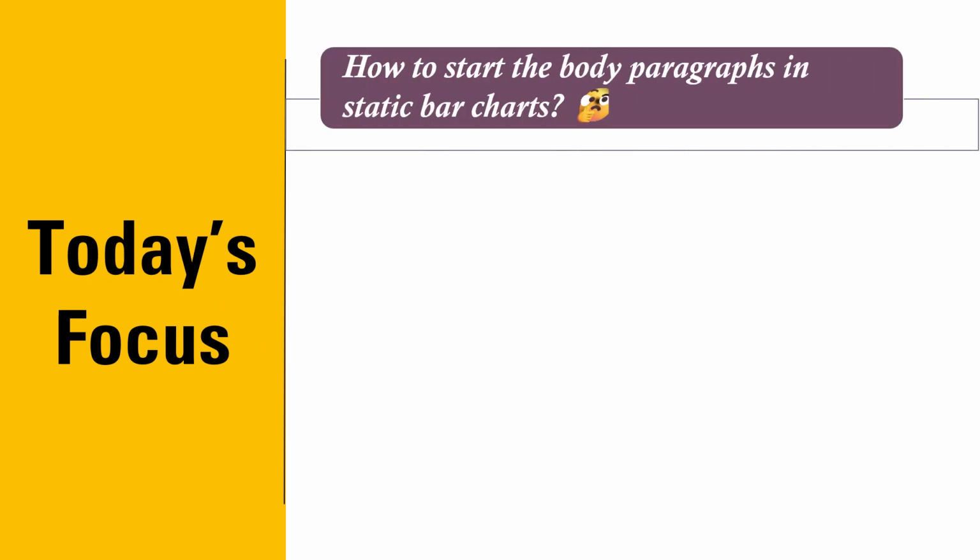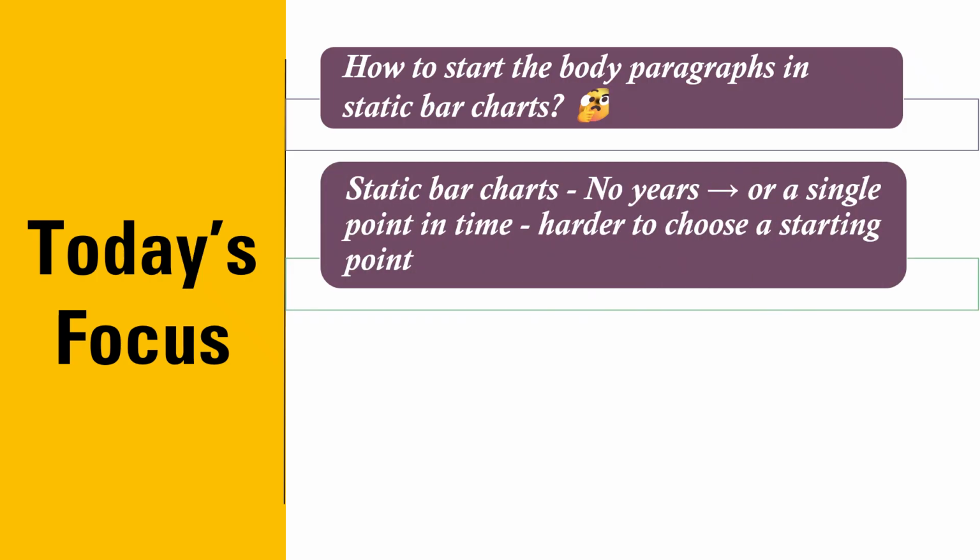Now let's move to today's focus. One of the biggest challenges for many IELTS test takers in static bar charts is knowing how to begin the body paragraphs. With line graphs or dynamic bar charts, it's easier because you can simply follow the years in order. But with static bar charts, there is no time reference or sometimes just a single point in time. And this makes it harder for many students to decide on a clear starting point.